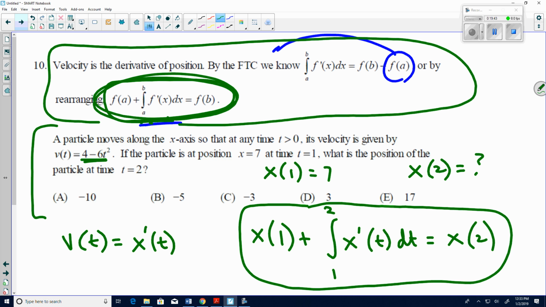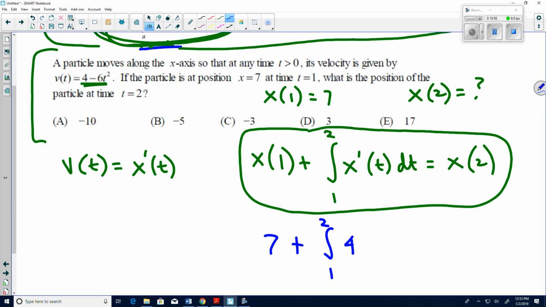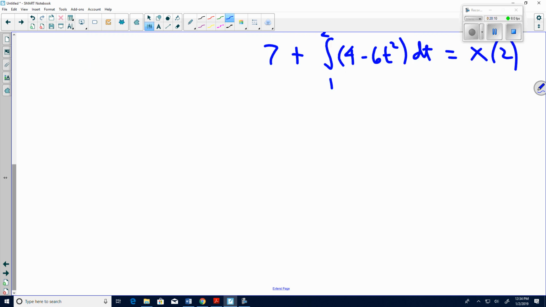Then this should be relatively straightforward. Let's put in the stuff that we know. We know x of 1, that's 7. We're going to have to figure out the integral from 1 to 2 of the derivative, which we were told is 4 minus 6t squared dt, and that will give us x of 2, the position at time t. So the crux of the problem is just find the antiderivative and plug in the numbers 2 and 1, which isn't terribly hard.